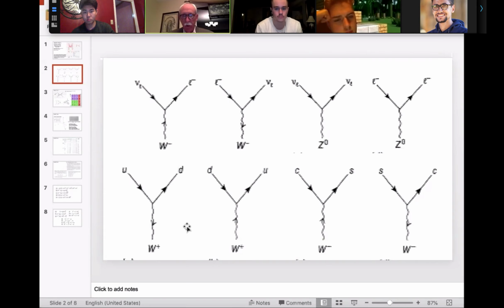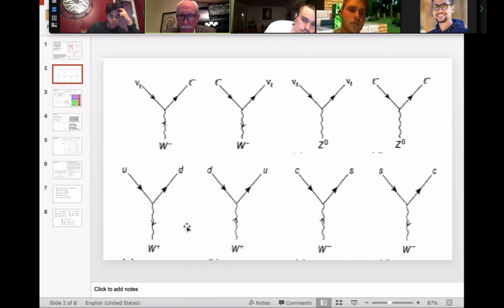And you notice with the W particle, the U can be on either side, and so same with the D, and it comes in and it goes out when it's up. And the W minus does the same thing with the charm and the strange. And then the Z, it works with the, I can't read that well.